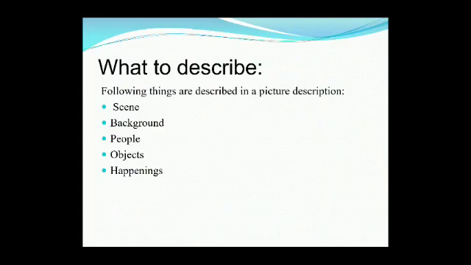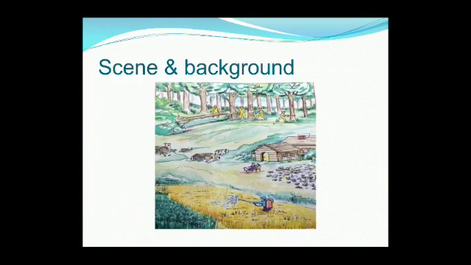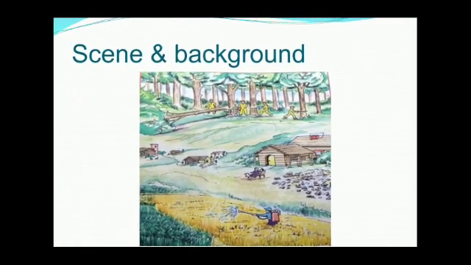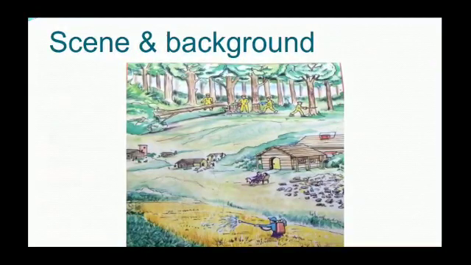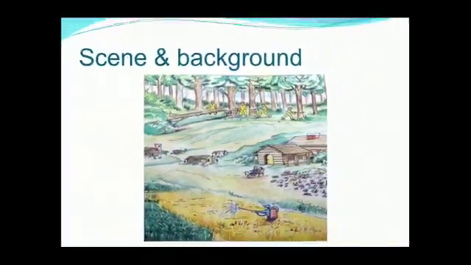Now we are going to decide what you have to describe in the picture. These are the things: scene, background, people, objects, and happenings. Now, what is the scene? You can zoom in on the picture to see the scene. What is the scene and what is the background?